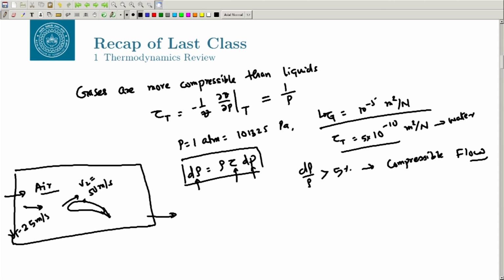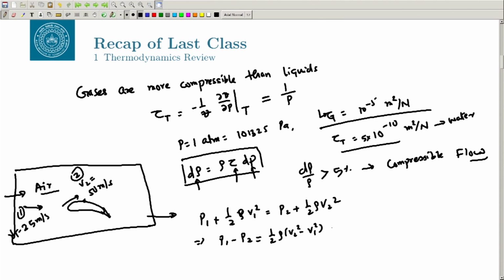So, let us say for this flow we try to use Bernoulli's equation, and you all know Bernoulli's equation. If this is my point 1 and this is my point 2, then P1 plus half rho V1 square is equal to P2 plus half rho V2 square. I am assuming that the flow is nearly incompressible, right. So, this P1 minus P2 will become half rho times V2 square minus V1 square, and for simplicity let us take rho equal to 1.